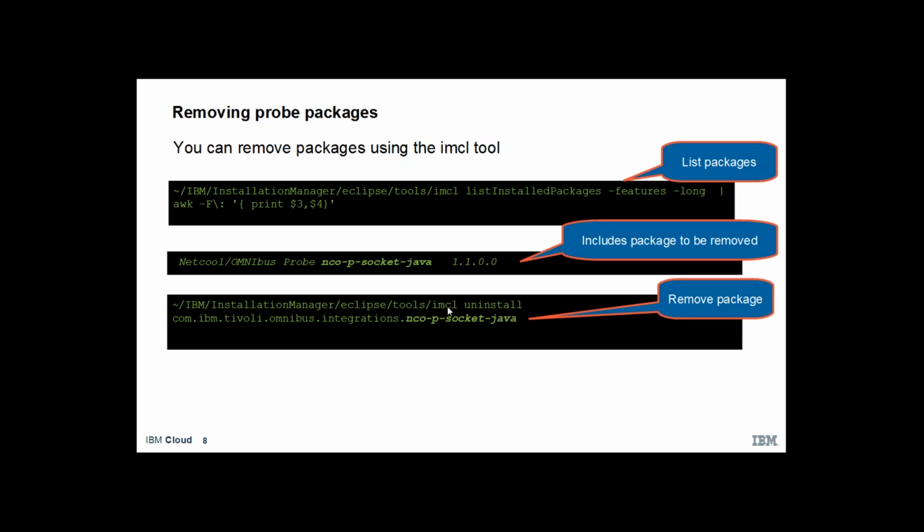And then you just run the IMCL command with uninstall, and then you have to work out what the full name is, but it's basically the class path again. So you've got com, ibm, tivoli, omnibus, integrations, and that's fairly standard. And then you just pop in the name that came out via the list installed packages. It doesn't give much interaction on this. It's an automatic uninstall, so there's no confirmation. You just run it and go.